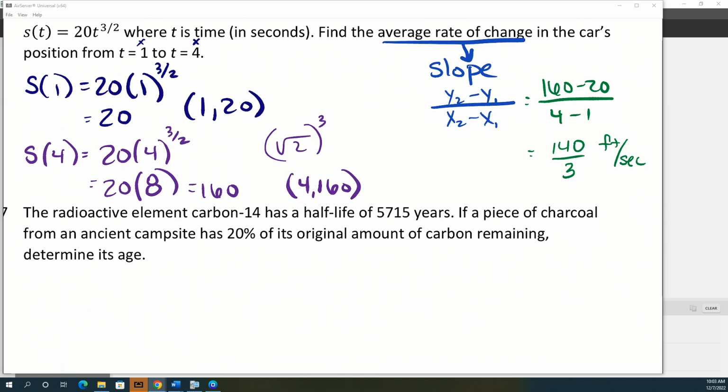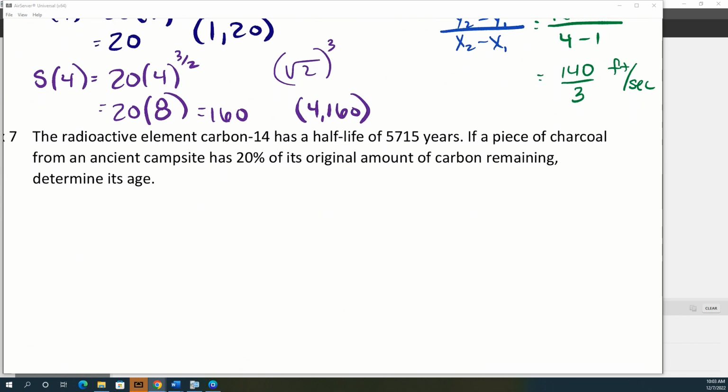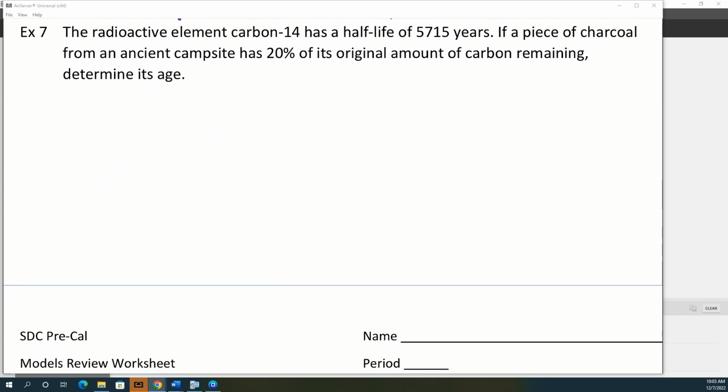Okay, number 7, hopefully, is super familiar to you. And hopefully you didn't just take the test on this and then completely forget it as soon as you took the test. I don't know. But this one uses a half-life formula. So I am using A and P on half-life. It doesn't matter what those are as long as you know what they stand for. And it's 1/2 raised to the T over K.